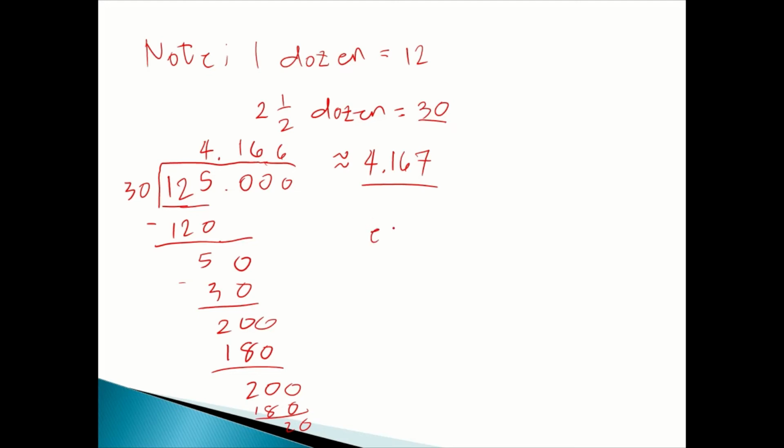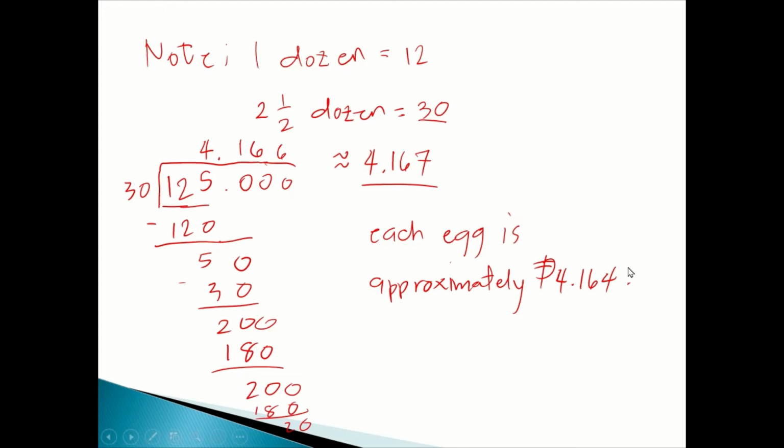Okay, so each egg is approximately 4.167 pesos. So that's our answer for that problem, applying the division of decimals.